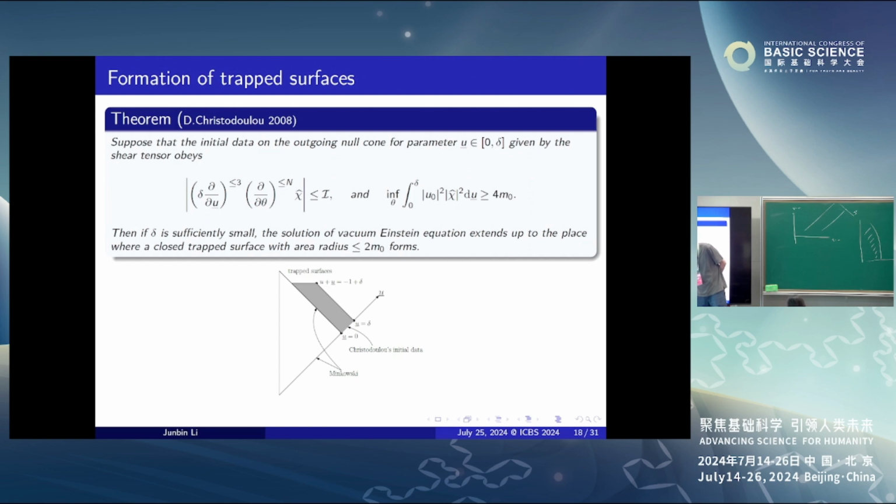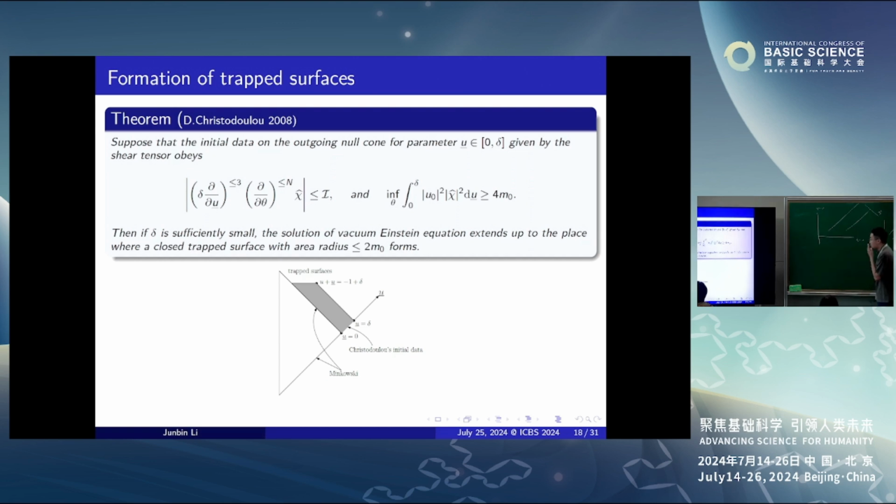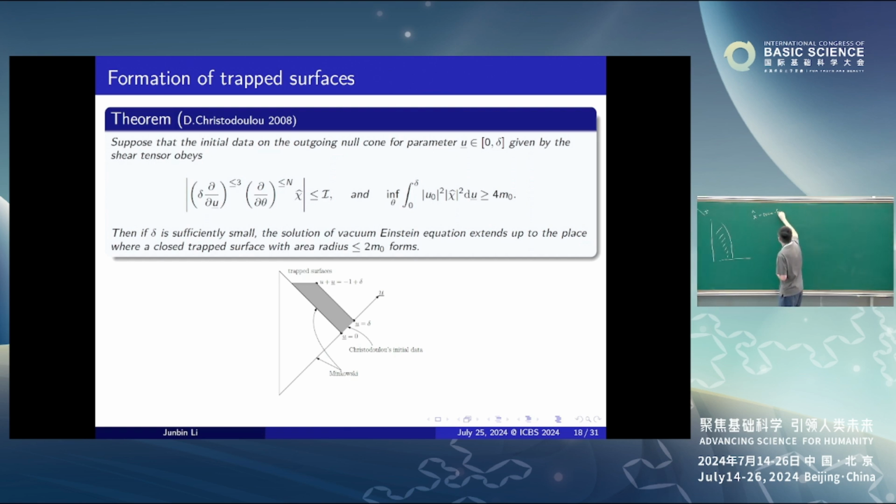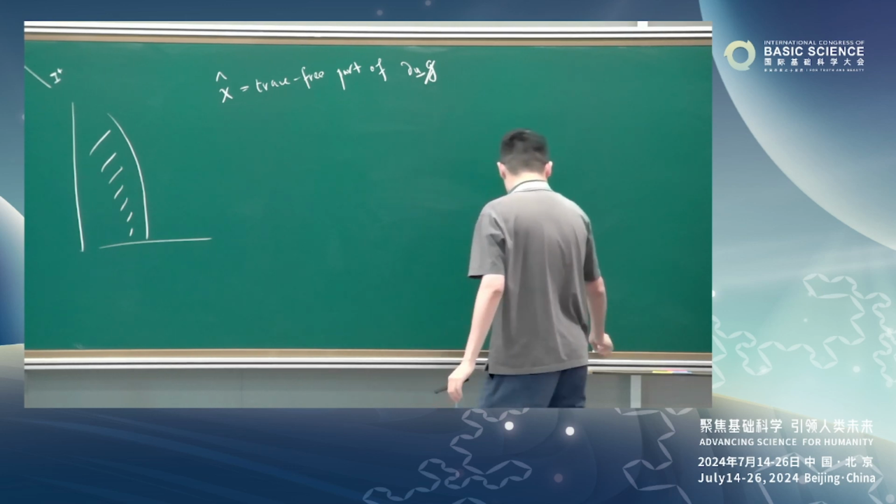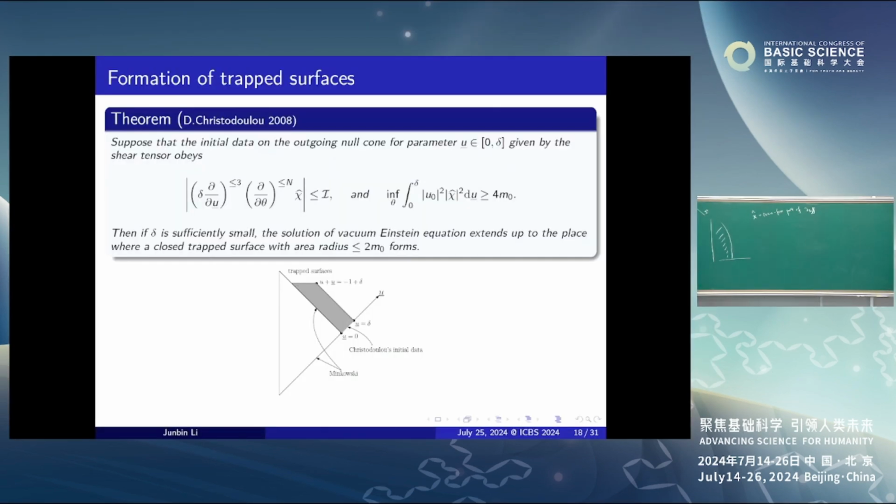This cone goes from the vertex to somewhere, and inside is Minkowski, and the essential initial data is given on these plots, with some parameter u bar from 0 to delta. And for this delta we impose that chi hat, which is just the trace-free part of partial u bar of g, where g is the metric of the spherical sections of this null cone, something like that.